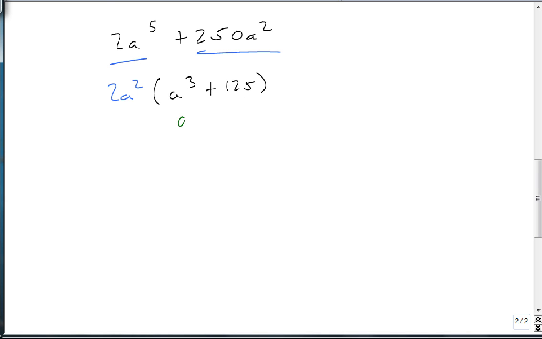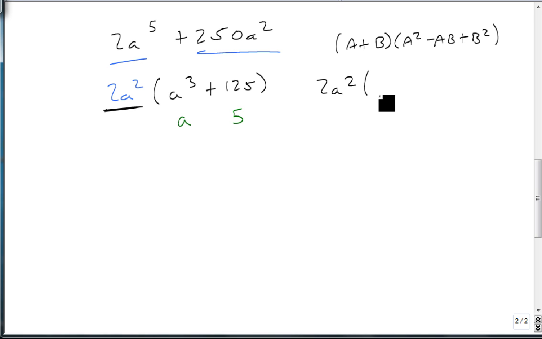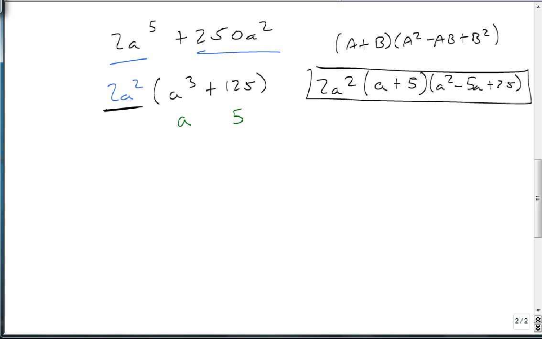a³ is the perfect cube of a, and 125 is a perfect cube of 5. So I can use my formula. Again, (a + b)(a² − ab + b²), and then I just plug in the pieces where they belong. Don't lose this 2a². Since we started with the 2a², we end with the 2a² on the outside. Then we get 2a²(a + 5)(a² − 5a + 25). And this whole piece, including the GCF, is my factored form.